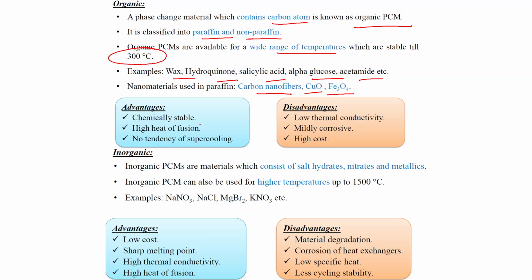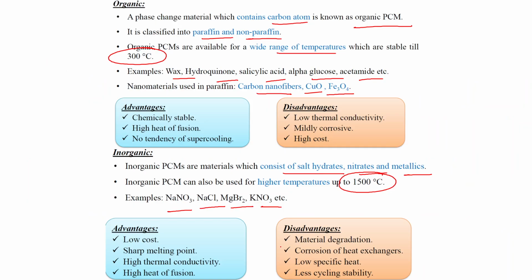Okay, these are some of the advantages and disadvantages involved in organic phase change materials. Whereas inorganic phase change materials consist of salt hydrates, nitrates, or metallics. Inorganic phase change materials can be used at higher temperatures up to 1500 degrees C, and they have a very sharp melting point. Some examples of inorganic phase change materials are sodium nitrate, sodium chloride, magnesium bromide, and potassium nitrate. Okay, and these are the advantages and disadvantages involved.